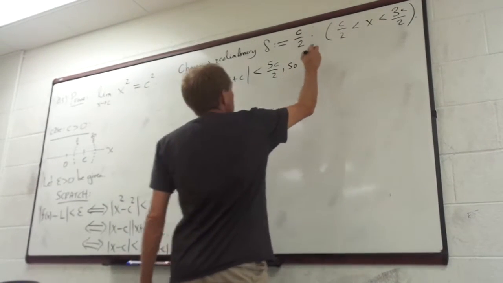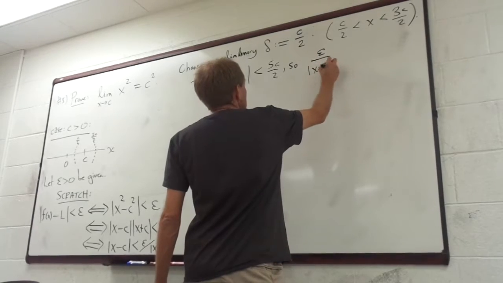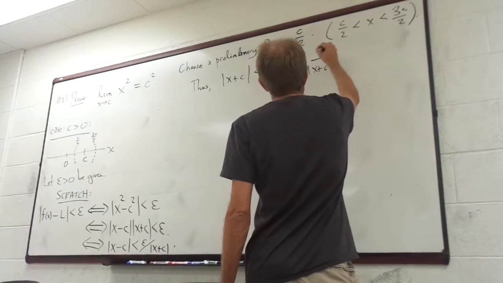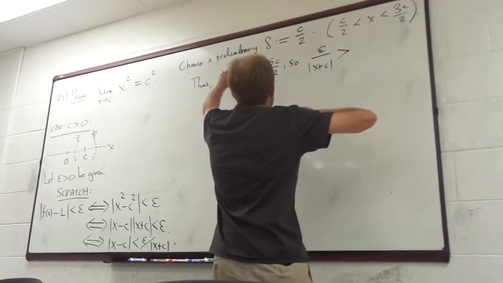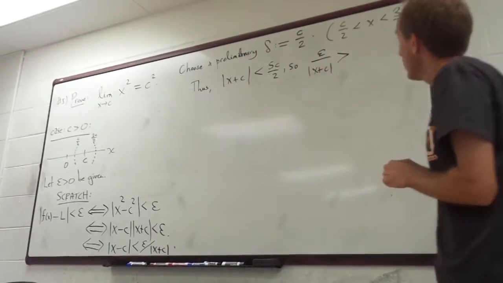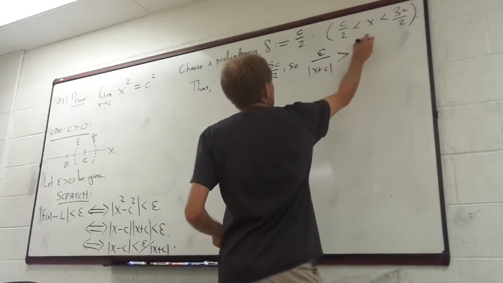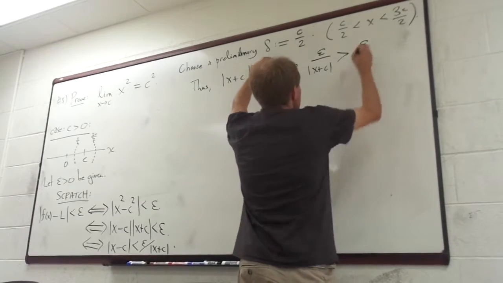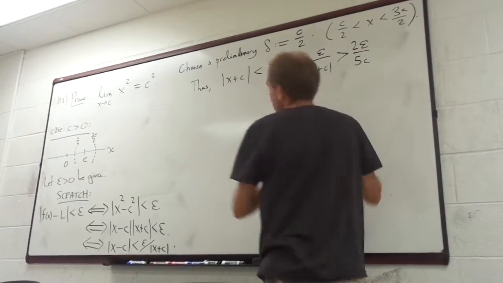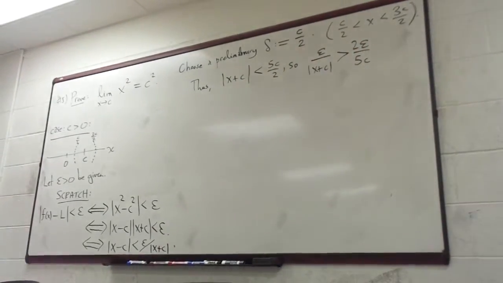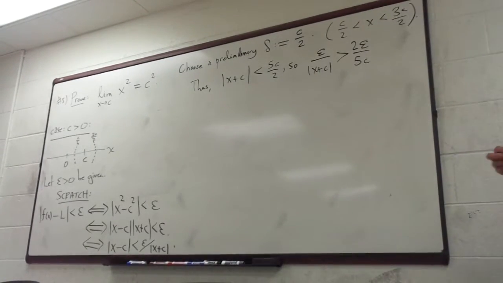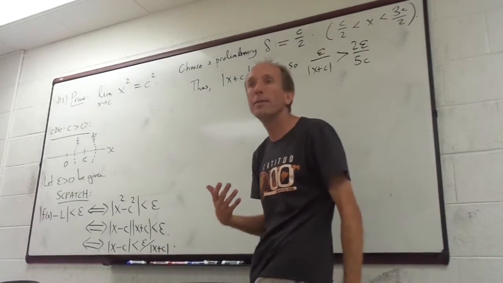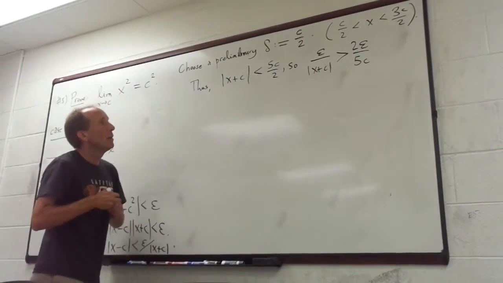So epsilon over x plus c, whatever that is, it's greater than, I'm going to basically flip that inequality over. So there's an epsilon on top, and then 1 over this one would be greater than 1 over this one, which would be 2 over 5c. And again, Eric, you can see that if c is equal to 0, this is going to be a problem, so that's why it's a separate case for that.